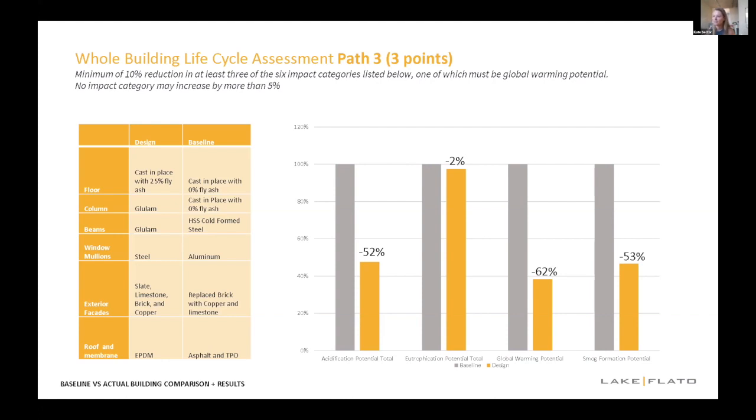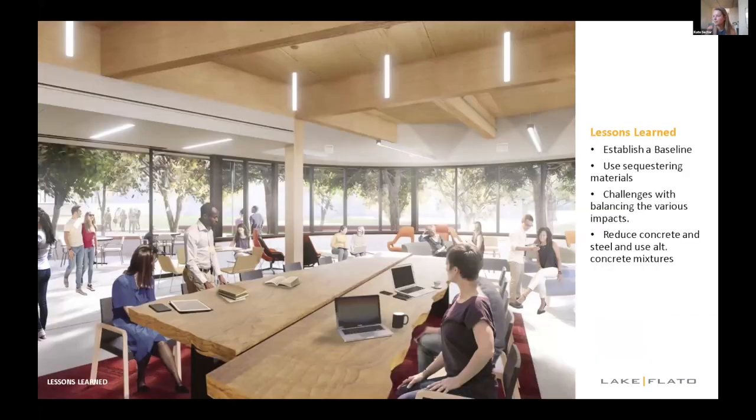So the 3 points that we received for this project was because we reached a minimum of 10% reduction for at least 3 of the impact categories. And then you can't increase any of your categories by 5%. So I think when it comes to LEED, even if you were to just run the analysis, you would still get 1 point. So it's really nice that LEED is encouraging this and making it part of their credit library.